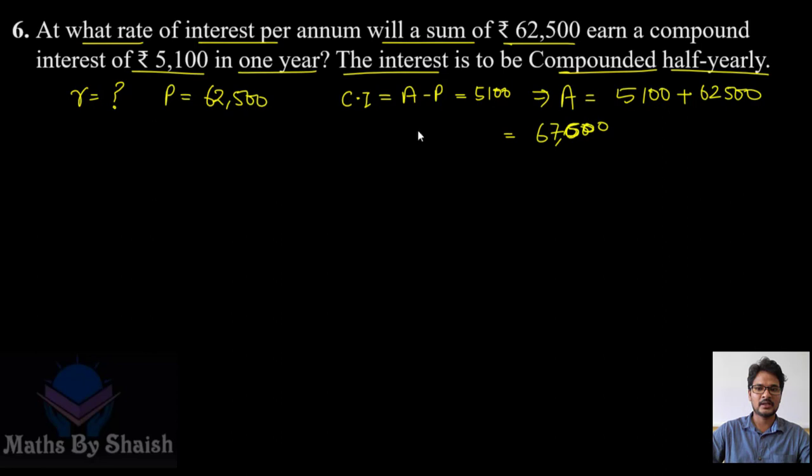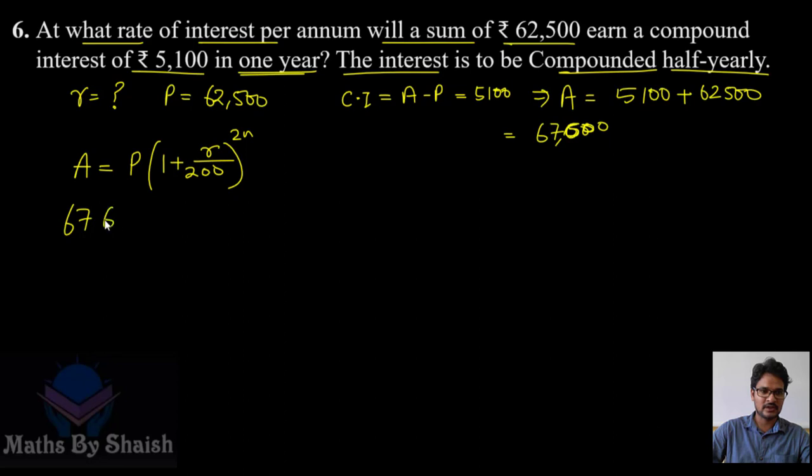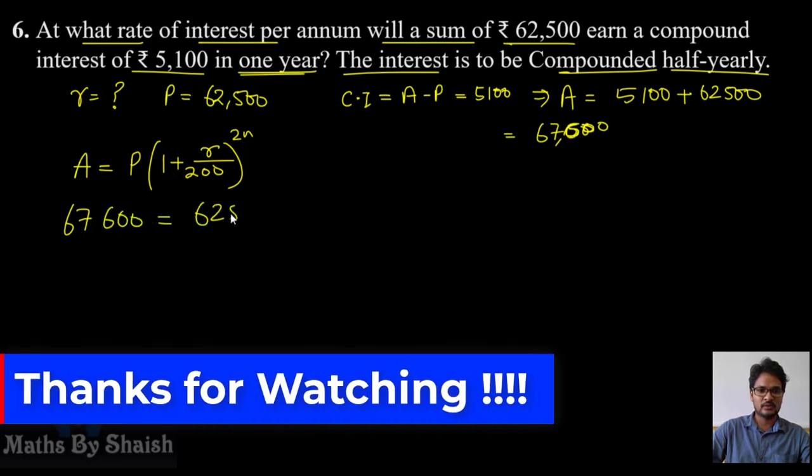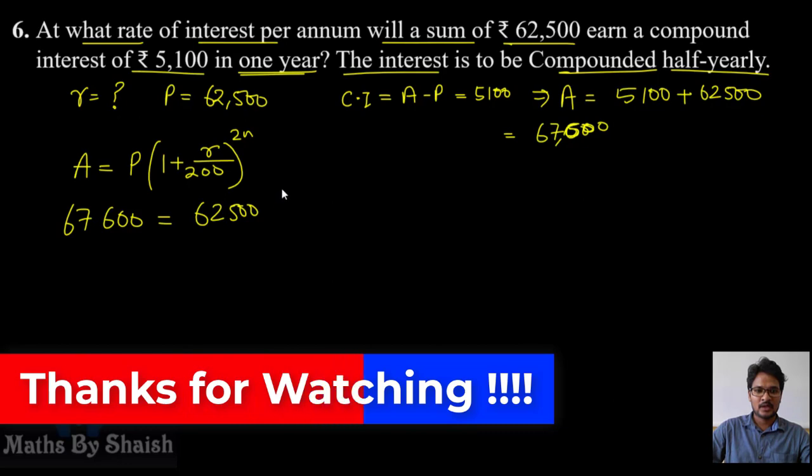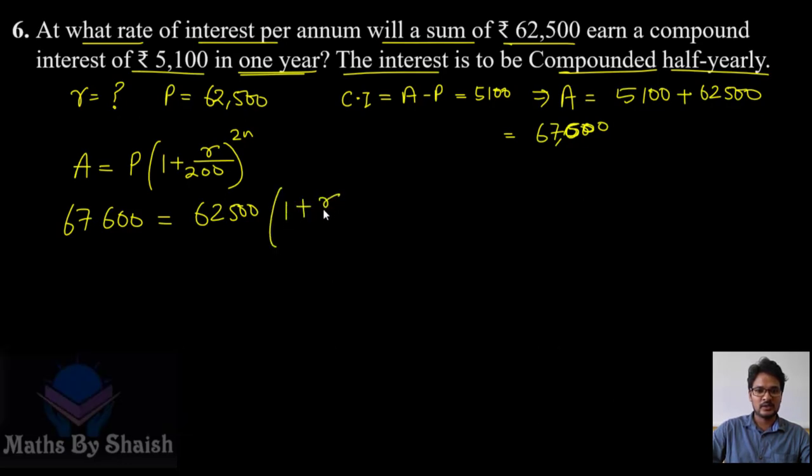And now if we apply the formula of the amount, that is A equals P times (1 plus R over 200) to the power 2n, and n for 1 year is 1, so it is going to be 67,600 equals 62,500 times (1 plus r, which is unknown, over 200) to the power 2 into 1, which is 2. Whenever we get a question of this type, we make the base the same. So first of all, let's transfer this to the other side.